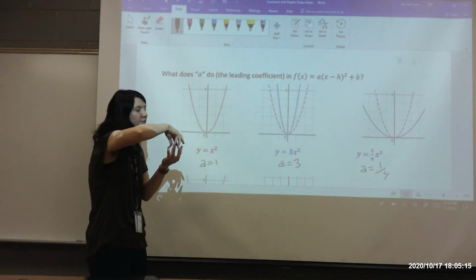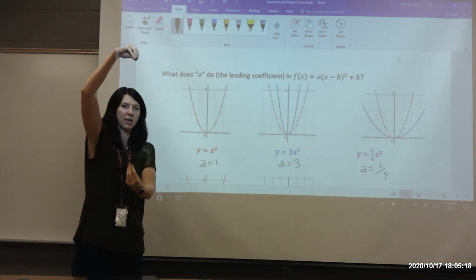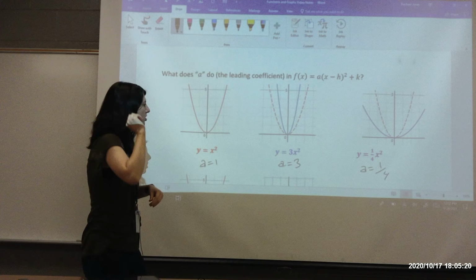And we actually call that a vertical stretch. Think about if it's pulling it this way. Vertical stretch, okay?